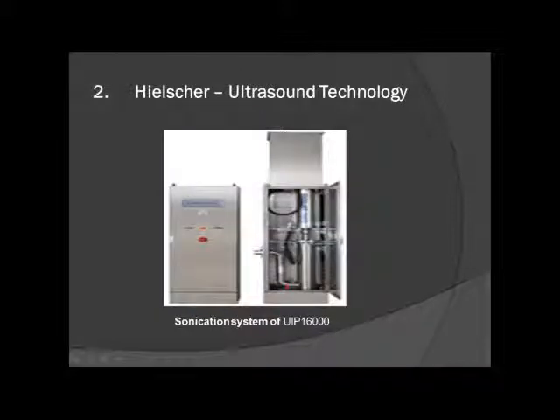The third one is the UIP 16000, the most powerful ultrasonic processor. 16,000 watts of ultrasonic power make the UIP 16000 the most powerful ultrasonic processor in the world. It is designed to work in clusters of 3 or more units for large volume processing, such as to homogenize, disperse, or deagglomerate.